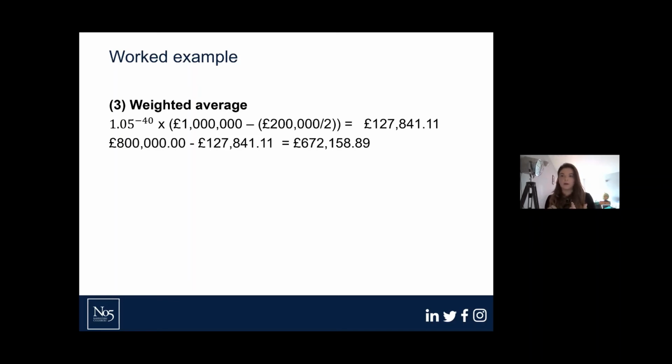And you'll now see why I've used this very easy example of the same time difference between them. And there, when you're looking at it, you take the £200,000 and you divide it by 2 to account for that. And that gives you a figure of £127,841 for reversionary interest. Do your damages at the bottom, and you'll see that you end up with a figure of £672,158. Very specific figures here, unfortunately.